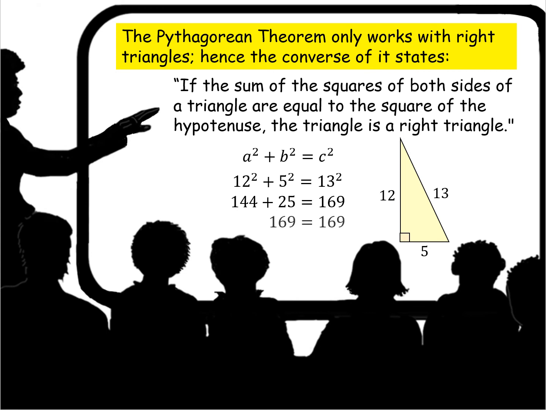So going back to our original triangle, 12 squared plus 5 squared should equal 13 squared. 12 squared, the area of that square that is along that side, is 144. And on the base, 5 times 5 is 25. That is the area of the square that's along the base. And 169 does equal 169, which is the hypotenuse squared.